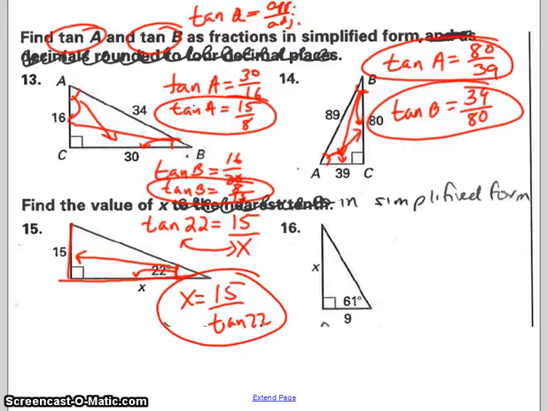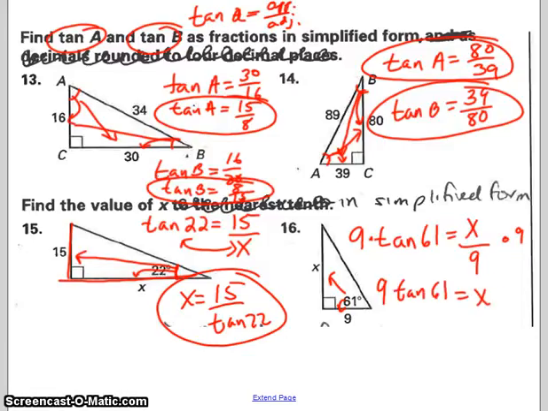Number 16, opposite, adjacent, so tan again. Tangent 61 equals opposite, which is x, over adjacent, which is 9. Solve for x by multiplying both sides by 9. You get x equals 9 tan 61. And you didn't have to calculate it, you could just leave it in that form.